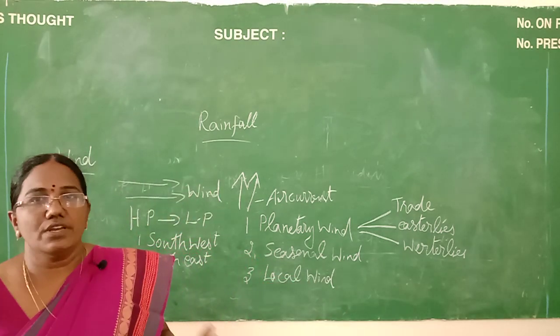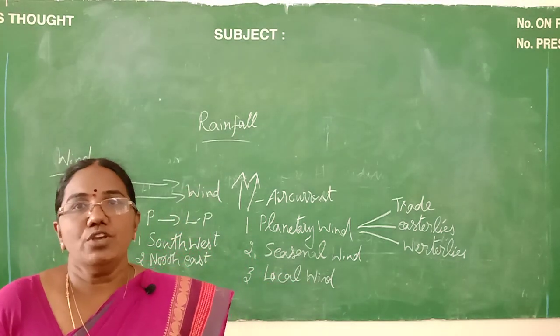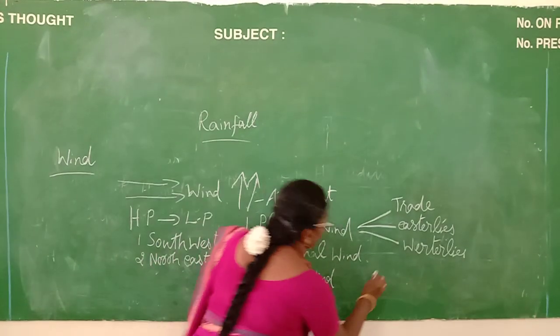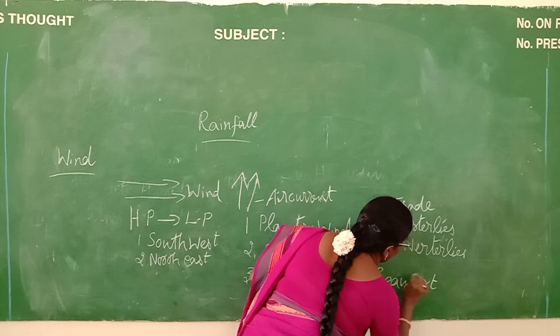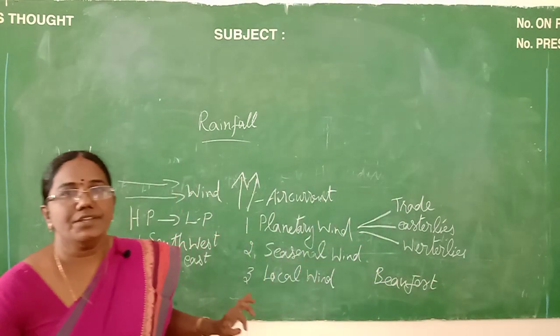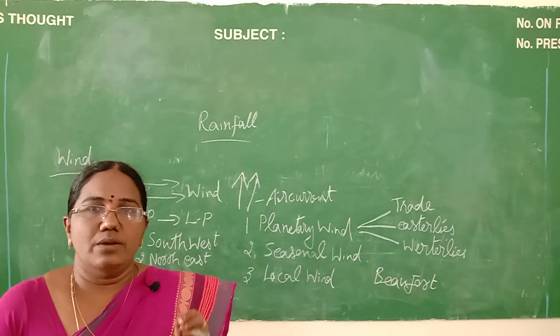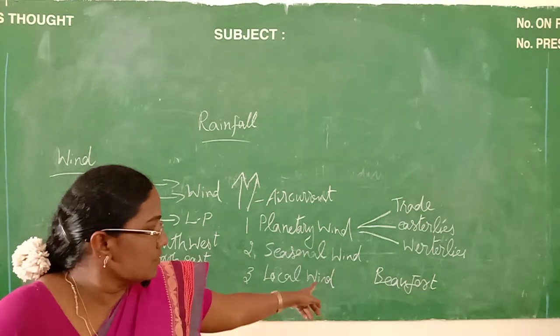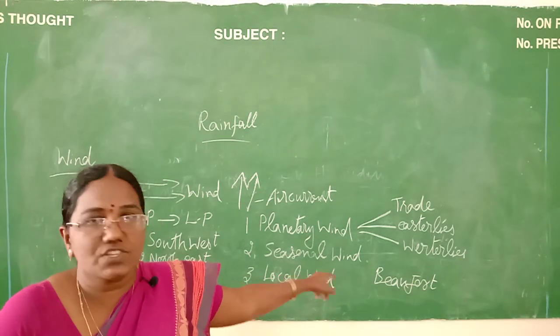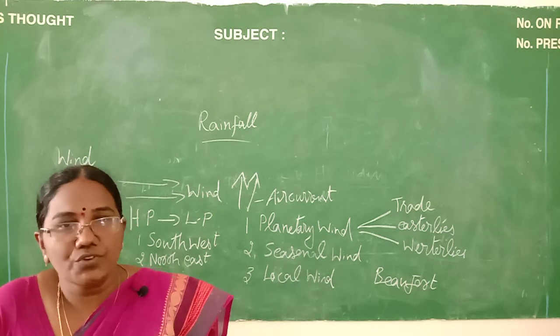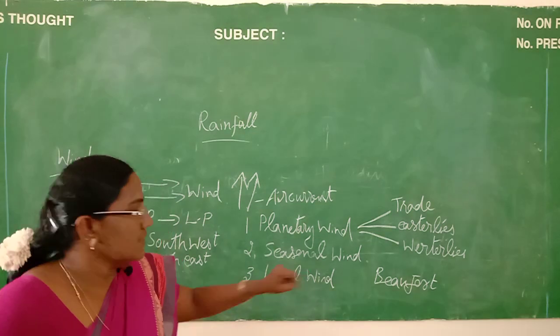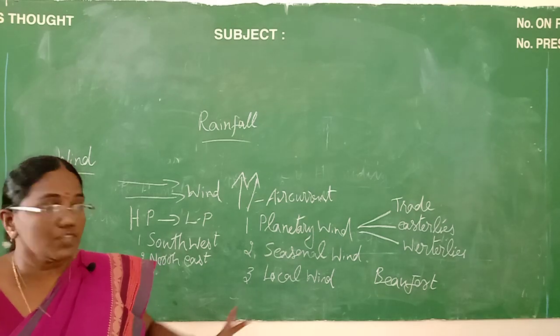Wind is measured by the Beaufort scale. In the year 1805, Francis Beaufort developed the scale for measuring wind. So this is the wind.